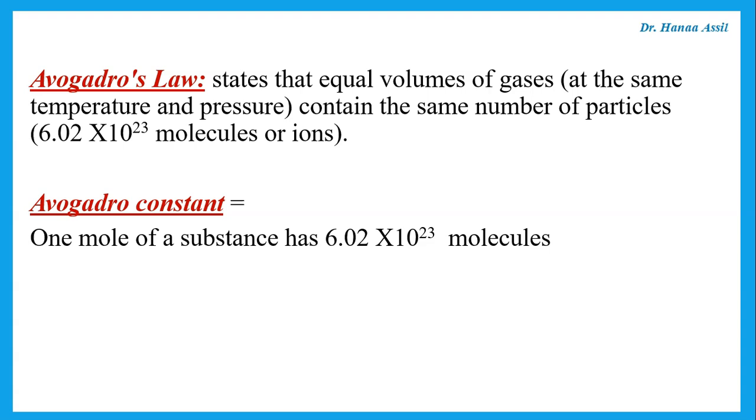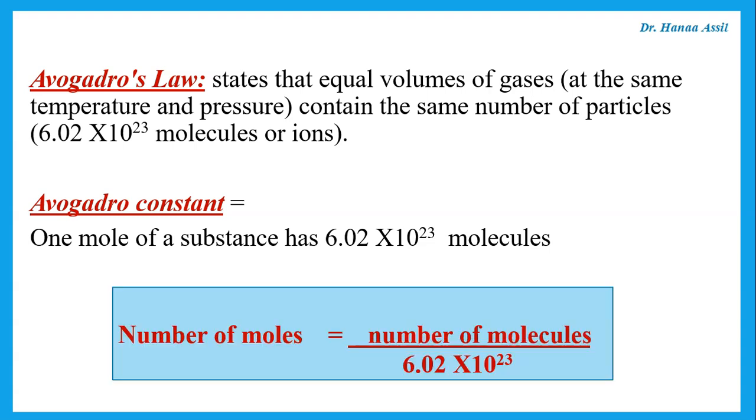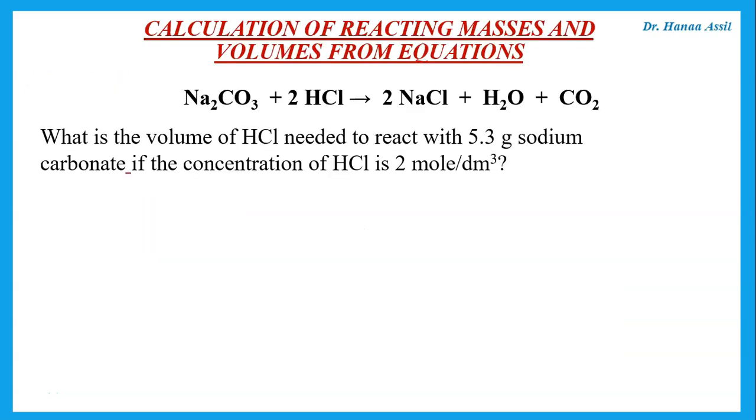We should also know that we have Avogadro's law that says in 1 mole there is 6.02 times 10 to the 23 molecules. So this is called the Avogadro constant. And if I have moles and I'm trying to get the molecules, the number of moles is the number of molecules over the Avogadro constant, 6.02 times 10 to 23. That means number of molecules is number of moles times that number.